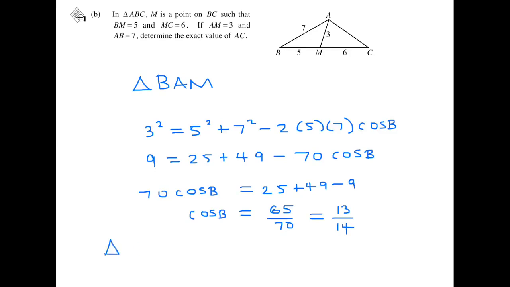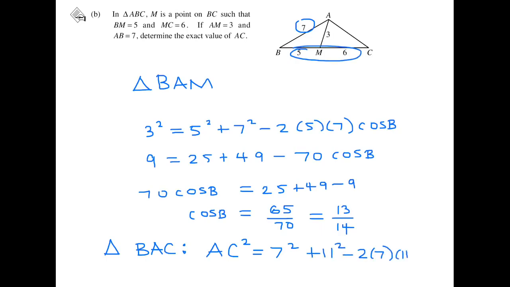Next, look at triangle BAC. This one, BAC, the full triangle. And that will help us figure out AC using the law of cosines. So we've got AC squared is equal to 7 squared plus this whole side squared, which would be 11 squared, minus 2 times 7 times 11 cos B. All right, just like that.